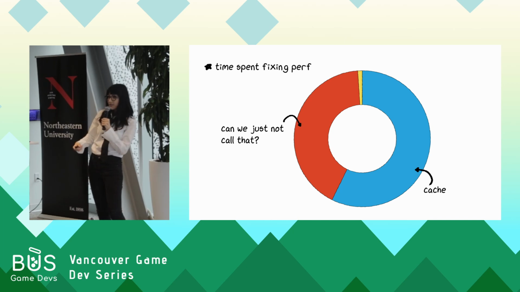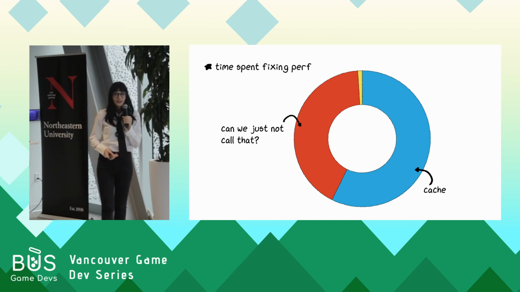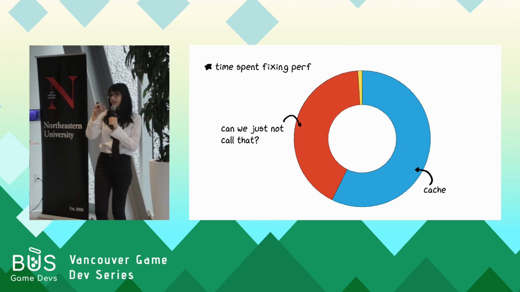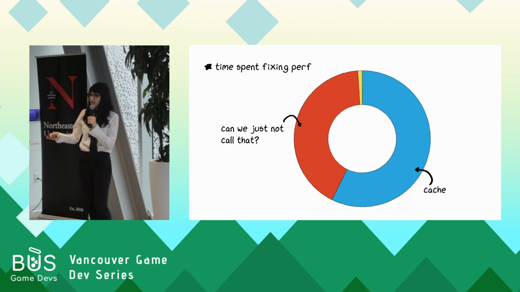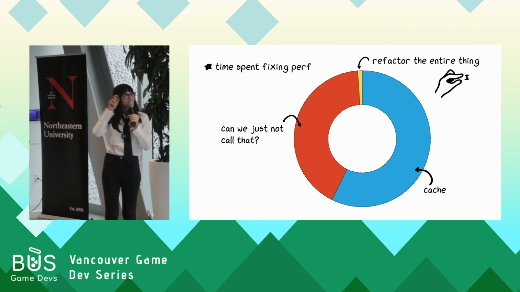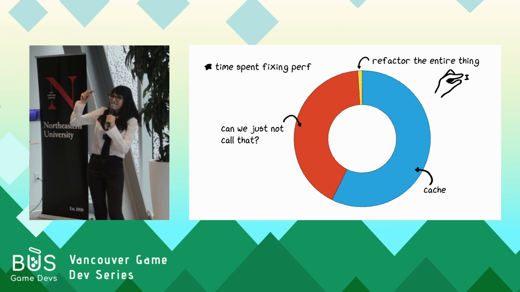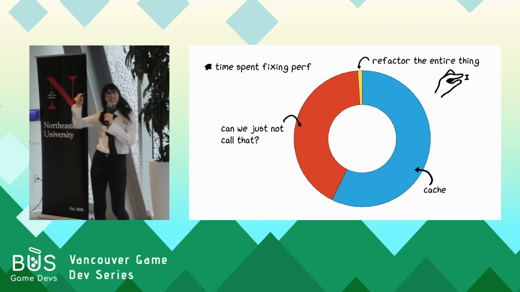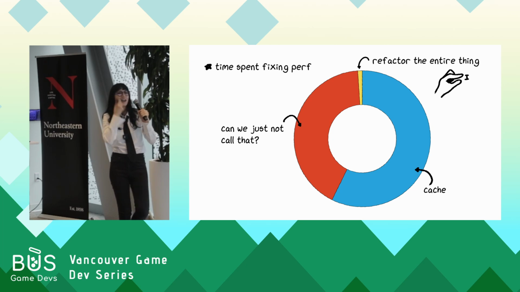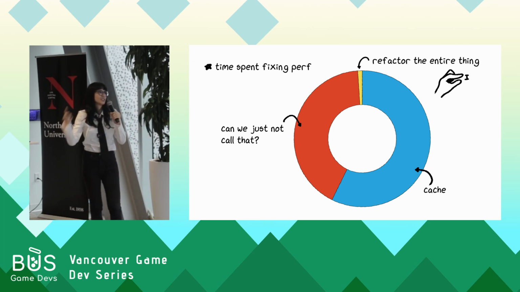The other half of the time it's like, can we just not call that? Can we just not call that entirely? And you're like, oh, yeah, I think so. And then you just don't call that, and you saved all the things. And in the little fraction of cases, it's like, oh, okay, I need to refactor the whole thing. But it's so tiny and so rare that I don't think it's worth stressing out all your time just for the little thing.